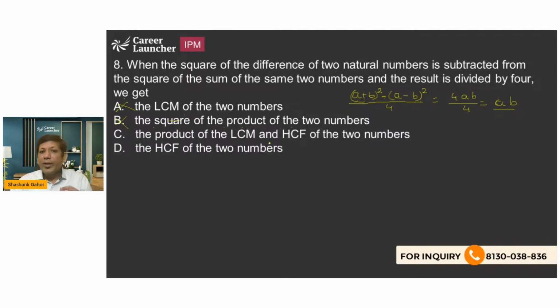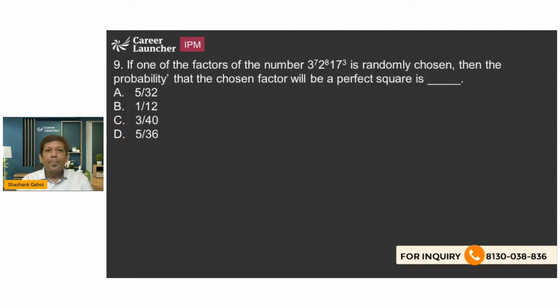The product of LCM and HCF of two numbers. Now this is true. And why? Because for any two numbers, the product of LCM and HCF is always equal to the product of the numbers itself. So the answer comes out to be this, and that is going to be option C. For this you should know this property of numbers, that the product of LCM and HCF must be equal to the product of the numbers itself. Let's see the next question.